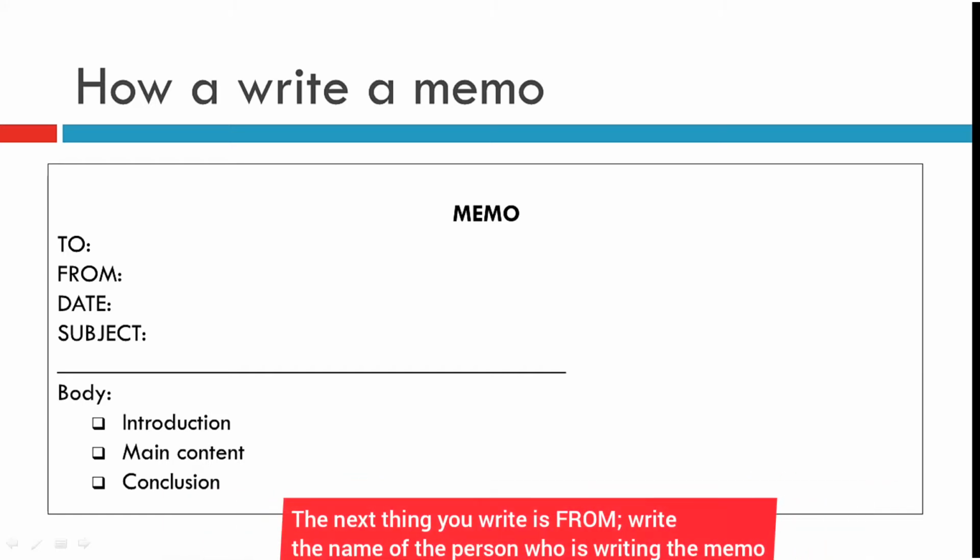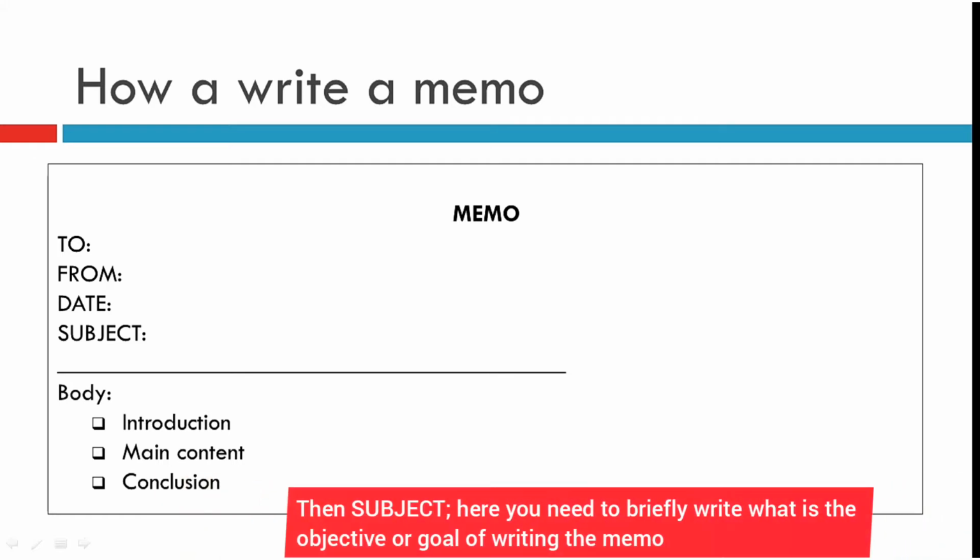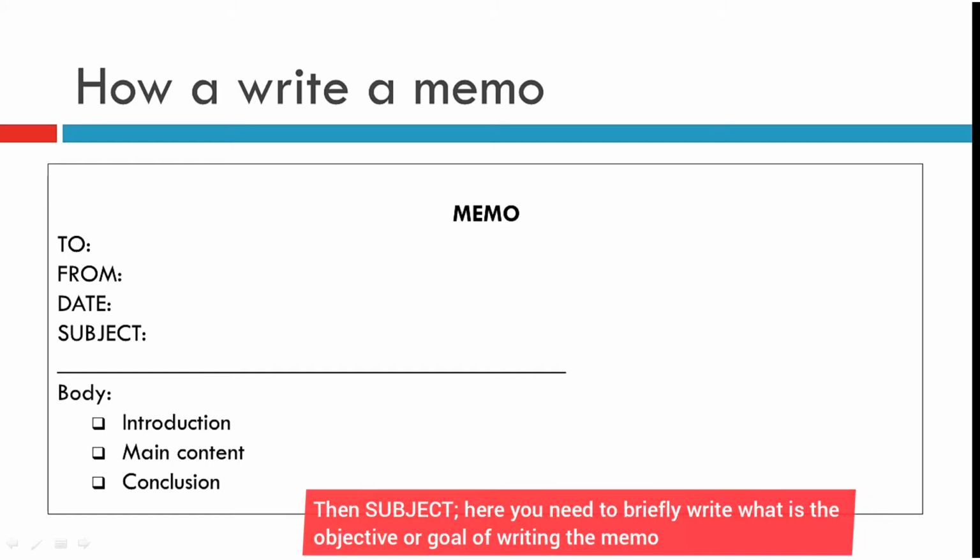The next thing you write is from. Write the name of the person who is writing the memo. The next thing you do, you write date. Mention the date on which the memo is written. Then subject. Here you need to briefly write what is the objective or goal of writing the memo.